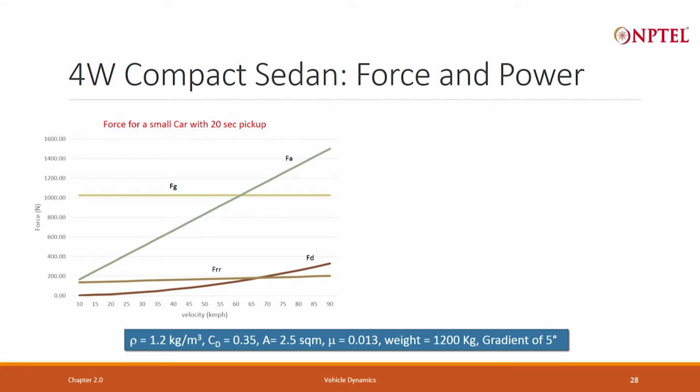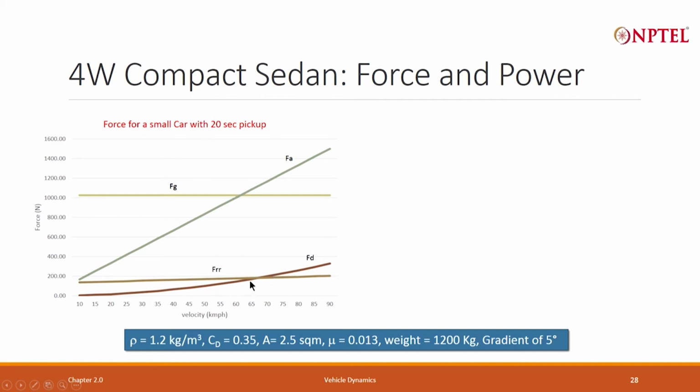Look at the other 2 components. Compared to these 2 components, they look very small. Look at the rolling resistance, just under 200 newtons to begin with. As speed goes up, it goes up to 200 newtons. What about drag? Well, even at 50-60 kilometers per hour, it is still under 200. At 90, it goes up slightly to around 300, 350.